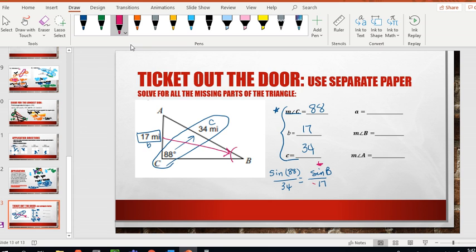So I have sine of B equals this, all right? So then I'm going to cross multiply, and that gives me 17 times the sine of 88 equals 34 sine of B. All right, divide by 34 because we want sine of B by itself. And that gives you sine of B equals 17 sine of 88 over 34. Now at this point, you have your choice in how you want to solve this. Because I'm looking for an angle, I need sine inverse of all of this stuff.